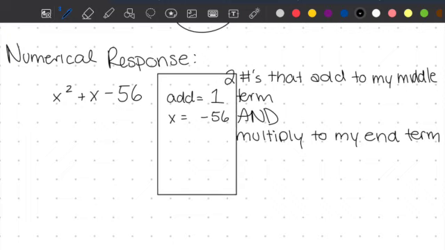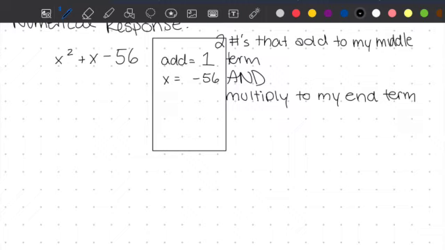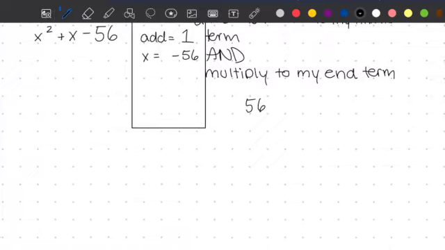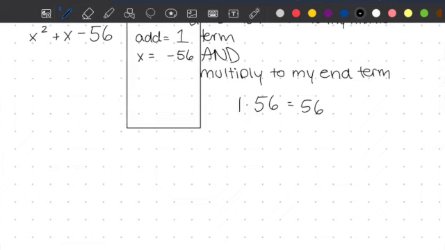If you don't know right away, we can create a list of factors. So 1 times 56 equals 56. Those obviously do not add to equal 1, but they do multiply. We're going to deal with the negatives at the end. Then I'm going to check 2. 2 times 28 equals 56, but it doesn't add to equal 1.